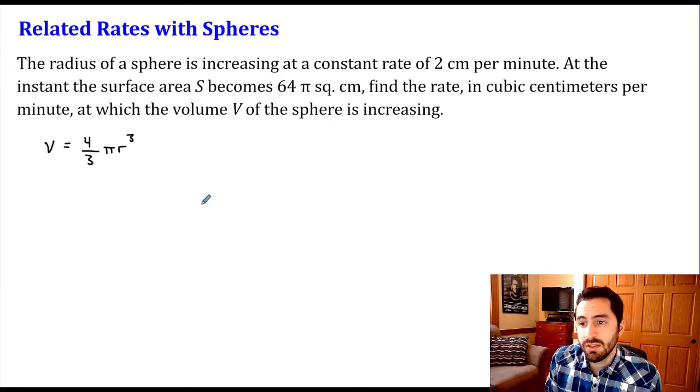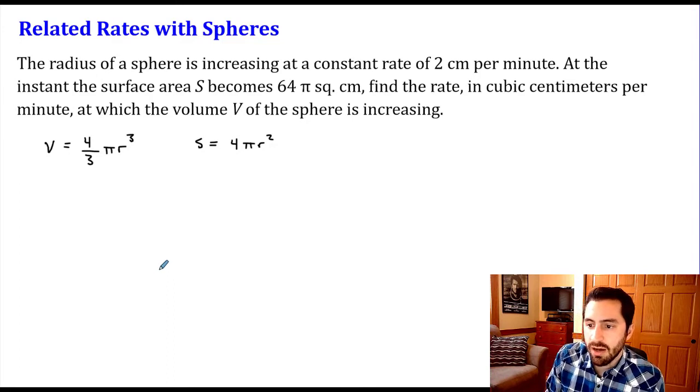Now it also mentions the surface area, so I'm actually going to have to end up using this equation as well. The surface area of a sphere is equal to 4 pi r squared. So we're going to take those two formulas and combine them together to find our answer. Now let's take a look at what else we have.